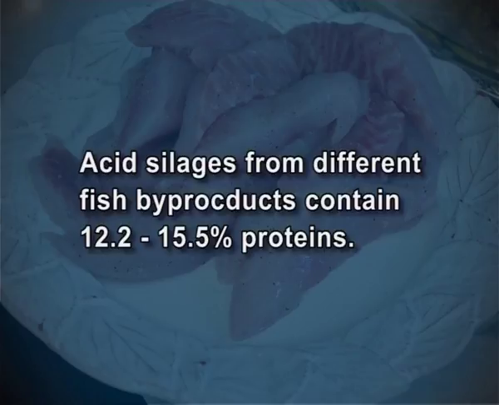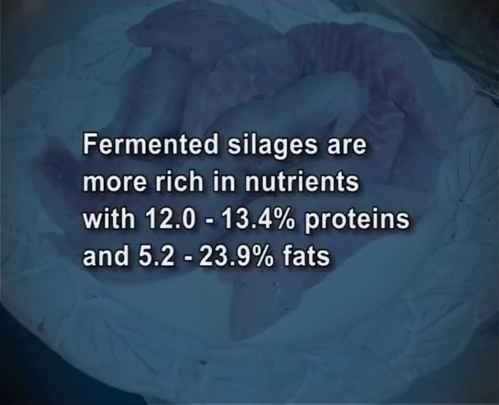Acid silages from different fish byproducts contain 12.2 to 15.5% proteins. Fermented silages are richer in nutrients, with 12.0 to 13.4% proteins and 5.2 to 23.9% fats.